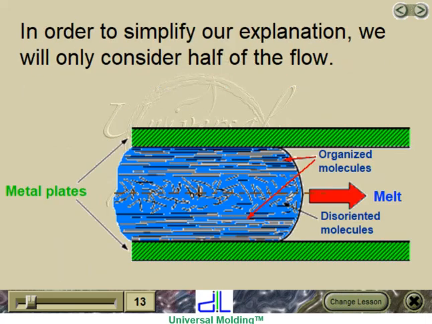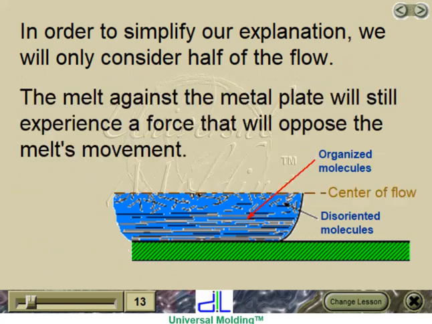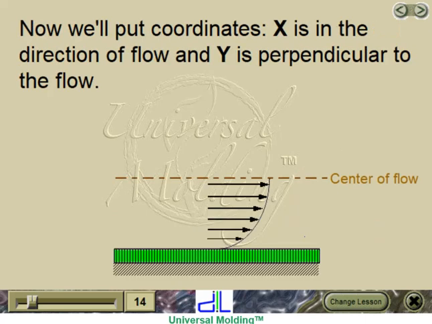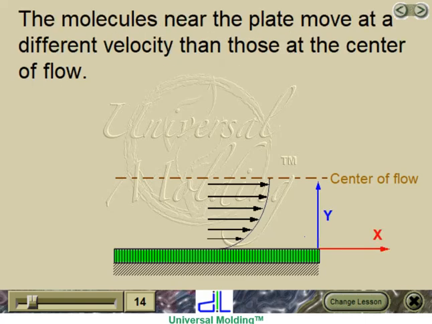In order to simplify our explanation, we will only consider half of the flow. The melt against the metal plate will still experience a force that will oppose the melt's movement. This force is the result of the disoriented molecules opposing orientation. Now we'll put coordinates. X is in the direction of flow, and Y is perpendicular to the flow. The molecules near the plate move at a different velocity than those at the center of flow.